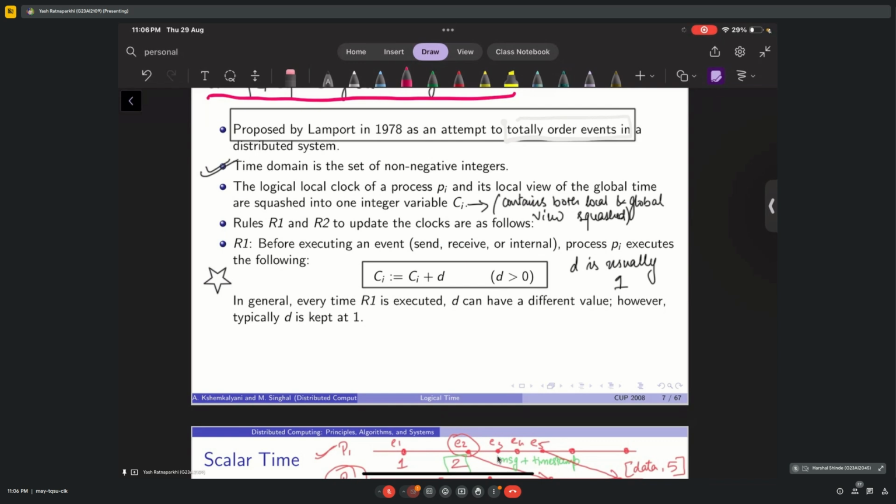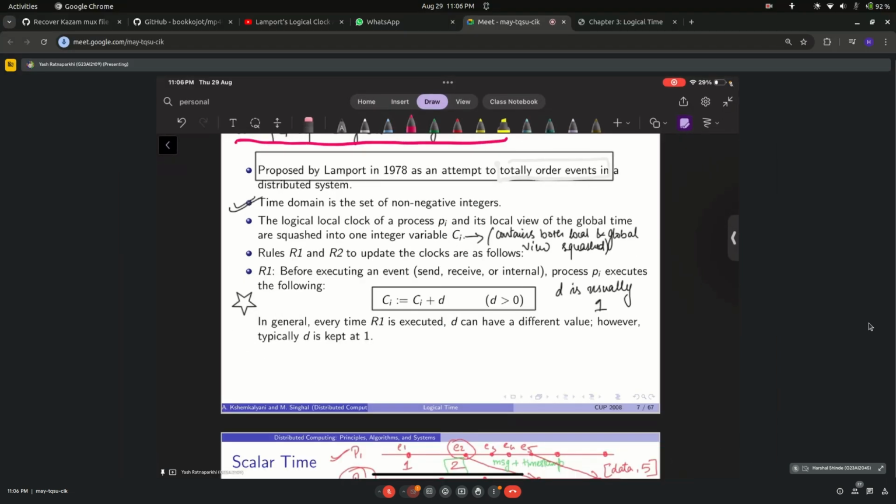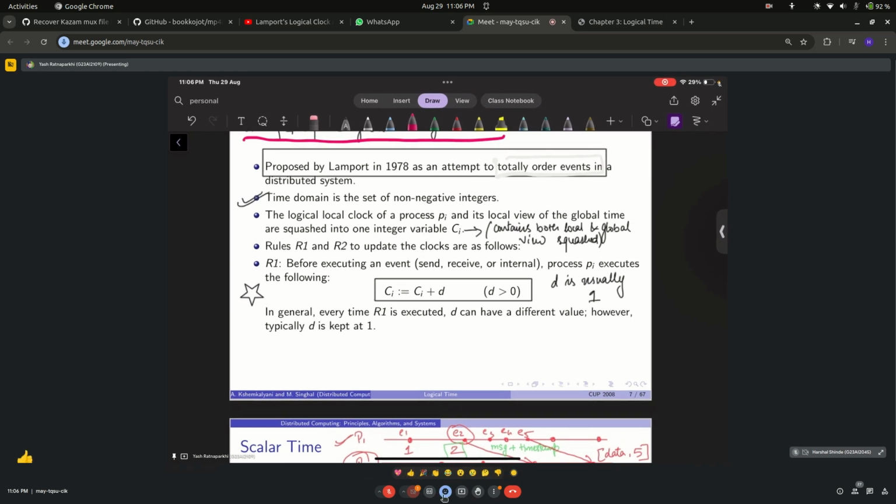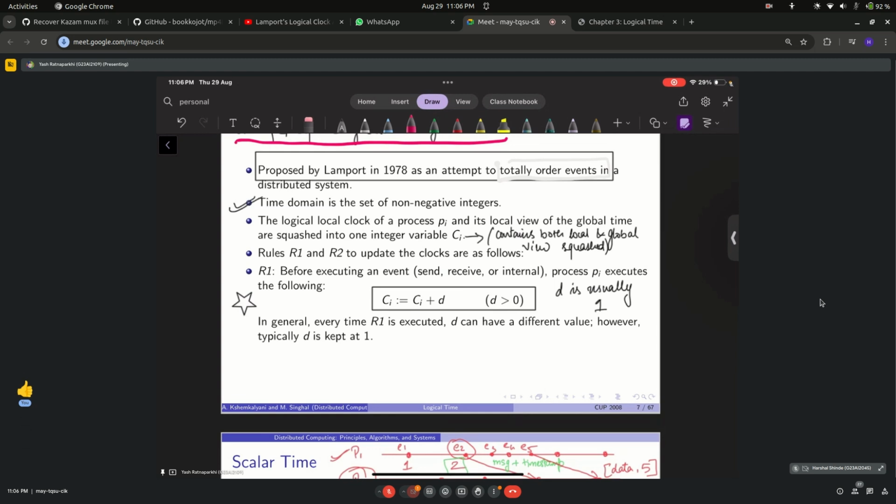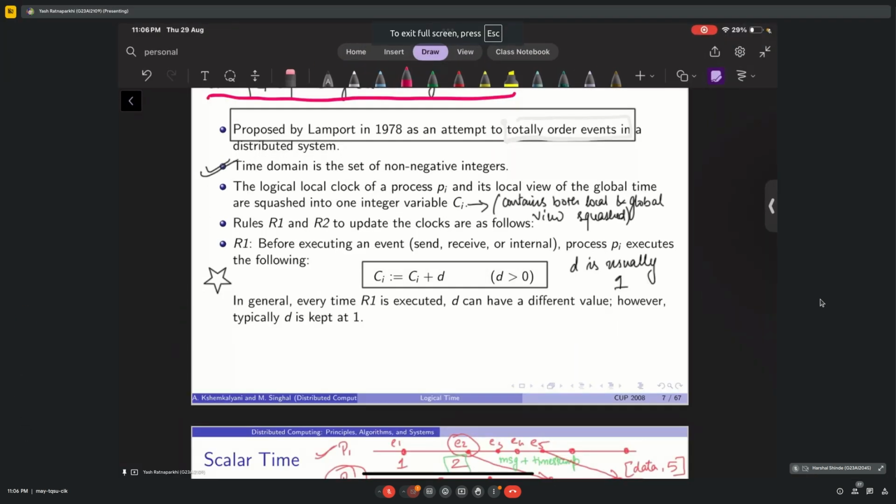Got it, guys? Rule number 1 understood? Guys, am I audible? Are you awake? Sometimes d can be one, sometimes it can be two. So what if d has different values? Definitely.